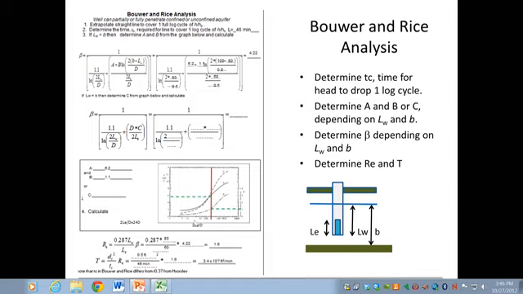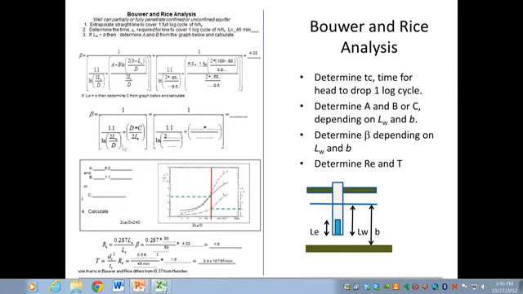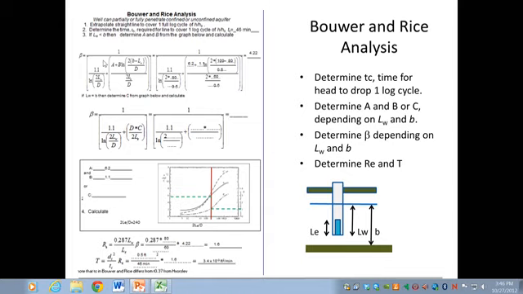And so the Bouwer and Rice analysis requires that we calculate the characteristic time a bit differently than Hvorslev. And it also requires that we calculate a geometric factor using a little bit more involved procedures than in Hvorslev or the other method, the Defax method. And I think it's understandable that the method would be a little bit more involved because the geometry is a bit more complicated here for Bouwer and Rice. So what you need to do is determine the characteristics of the geometry.